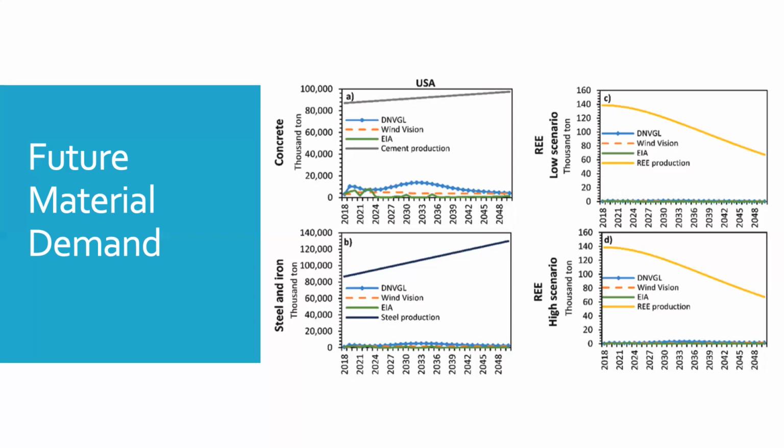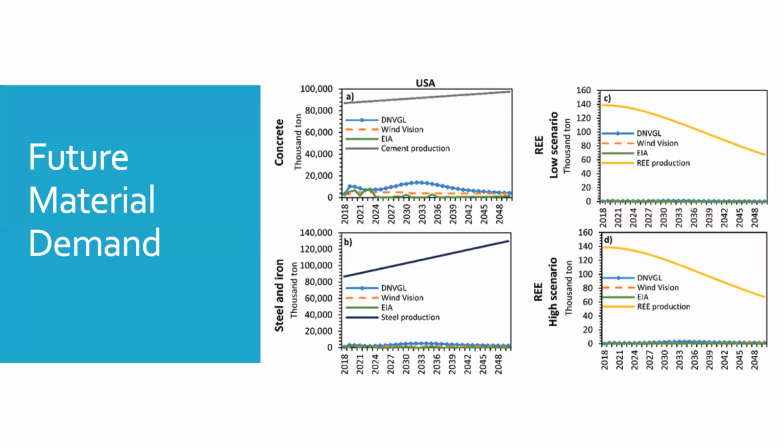And then on the right-hand side is the low and high scenario rare earth element production versus demand. The low and high scenarios for the rare earth elements are dependent on if future wind turbines actually utilize permanent magnets in their generators, which requires more rare earth elements. But as you can see in all figures, the concrete, steel, and iron and rare earth element demand will change over time based on all three different forecasts.